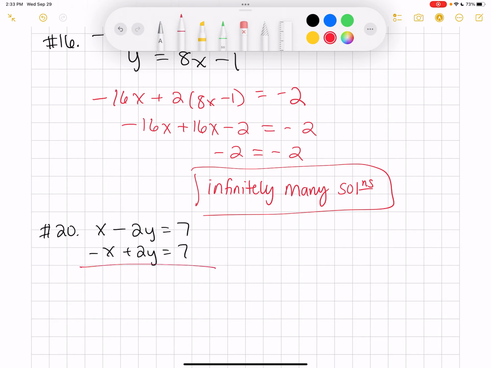So x minus x is 0. Negative 2y plus 2y is 0. 7 plus 7 is 14. No solutions. Okay, 0 is never equal to 14, so that means no solution.